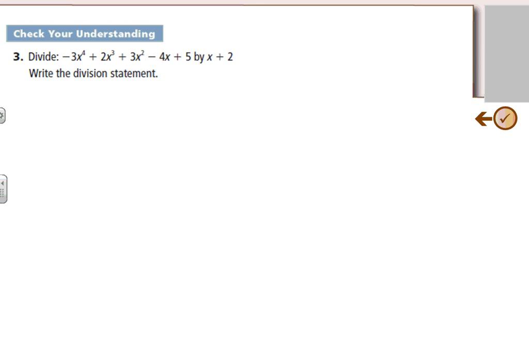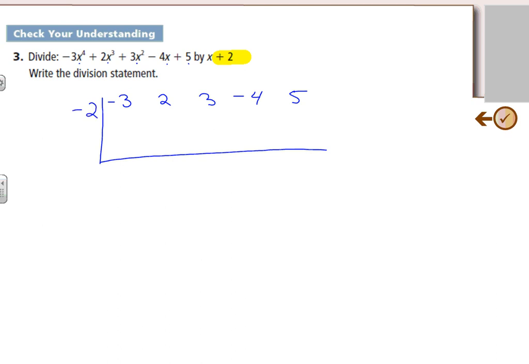And last question, we're just going to do a synthetic division of this. We're not going to waste our time with long division if it doesn't say use long division. So first of all, we have to check, do we have all of the terms? Yes, we do. So negative 3, 2, 3, negative 4, and a 5. It's plus 2 here. We're changing the sign and writing negative 2 because we can just change it once. Drop your first one down. Negative 3. Now multiply.